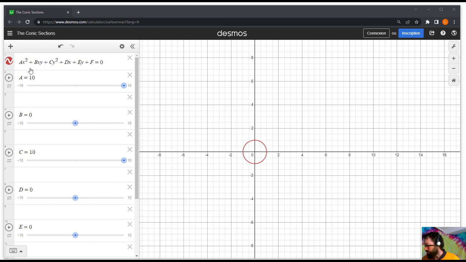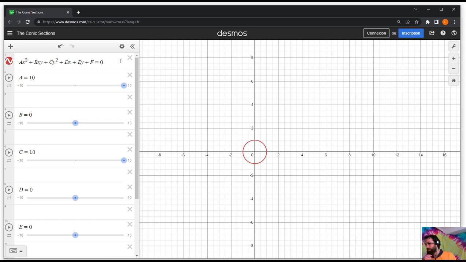So if you have a look here, we've got ax squared plus bxy plus cy squared plus dx plus ey plus f. So this is the general equation for conics. And I've set f equal to minus 10 for us, so we can just imagine we've got everything else on this left side equal to 10.